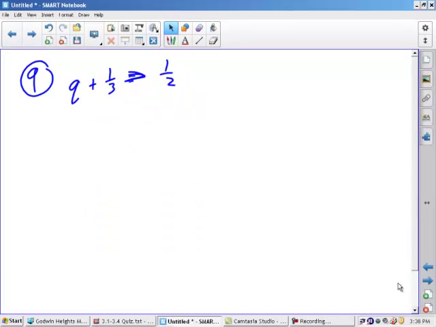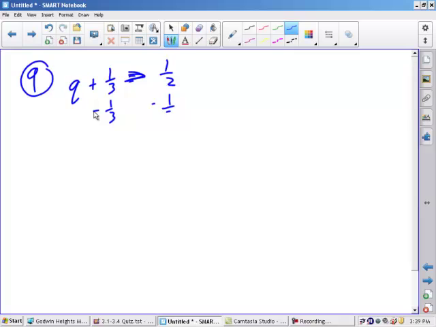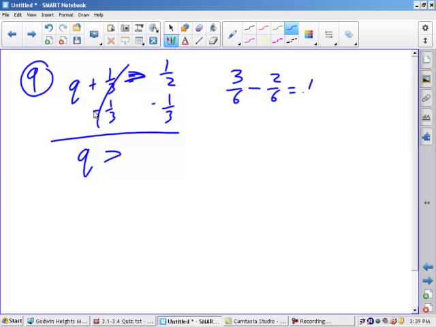For number 9, got to solve it and graph it. It says, what are the solutions? Graph it. I need to, first of all, subtract 1/3 to move it over to the other side. Subtract 1/3. Use a calculator, but I'll just do it by hand. If I have 3/6, and then minus 2/6, I get 1/6. Okay, so I get 1/6. Q is greater than 1/6.